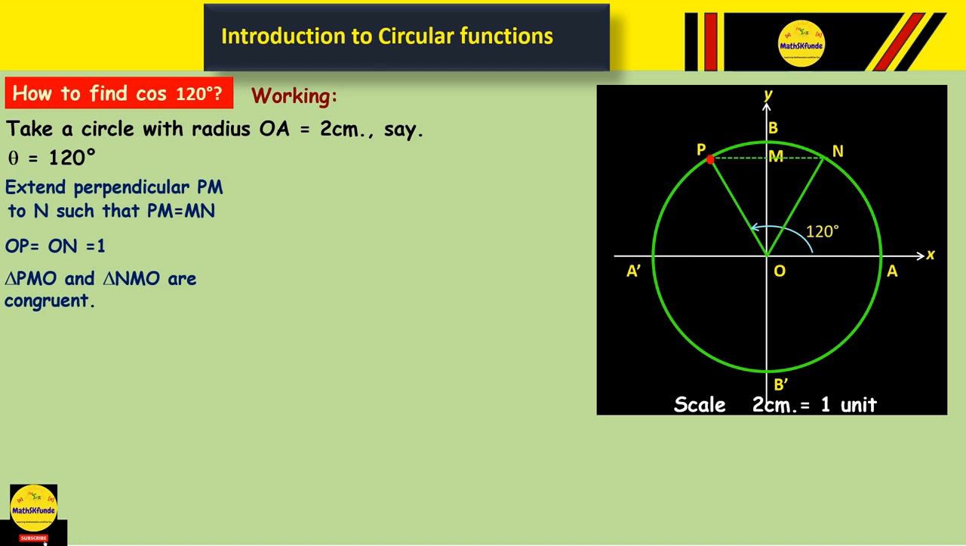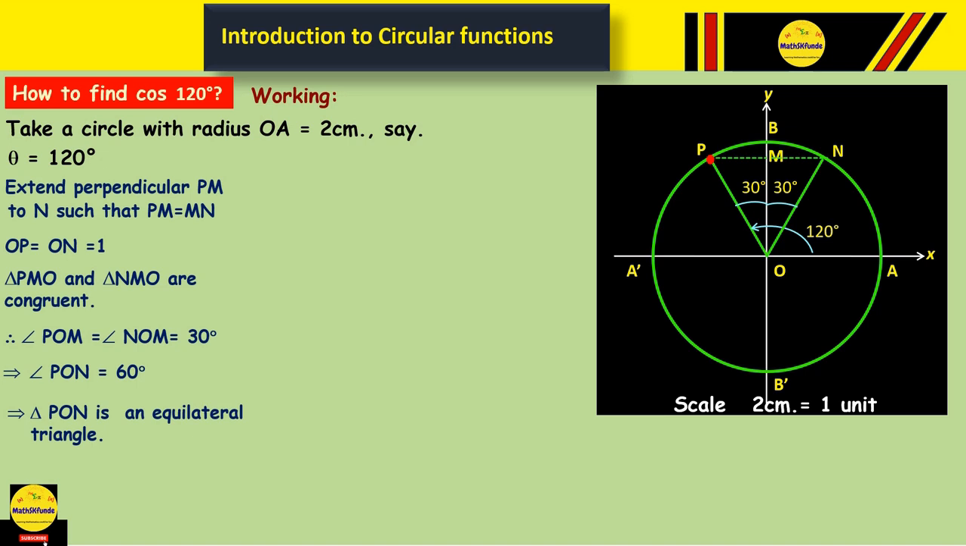Now, once you show that these two are congruent triangles, then obviously their corresponding parts you will be equating. So angle POM and angle NOM, these both would be equal, and they are nothing but 30 degrees. So totally angle PON is now 60 degrees. And the moment you get angle PON as 60 degrees, what comes to your mind next? The triangle PON is an equilateral triangle, right?